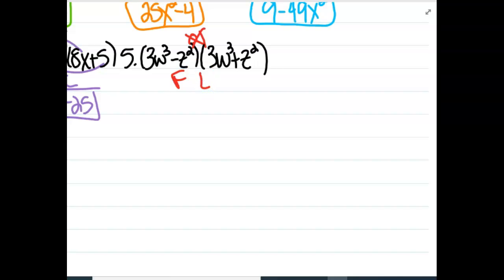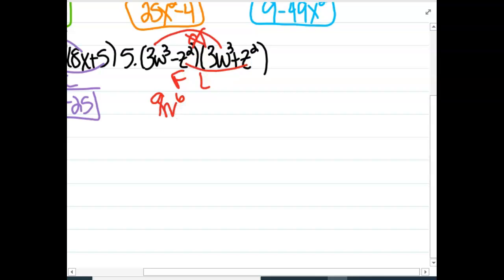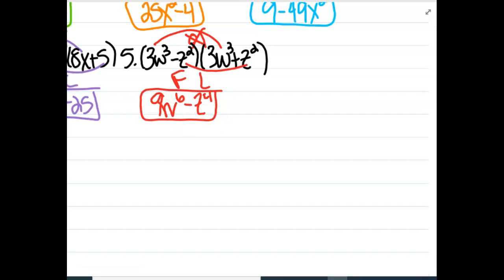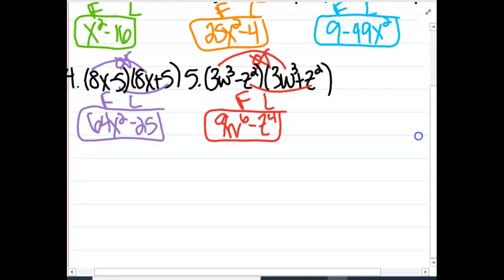So for the F, the first terms, also notice that the first terms are the same thing, right? 3w cubed, 3w cubed. 3 times 3 is 9. w cubed times w cubed would be what? w to the 6. Excellent. And then the L, a negative z squared times a positive z squared, is a negative z to the 4. Now, before I let you guys try number 6 on your own, do you see a pattern with the sign?